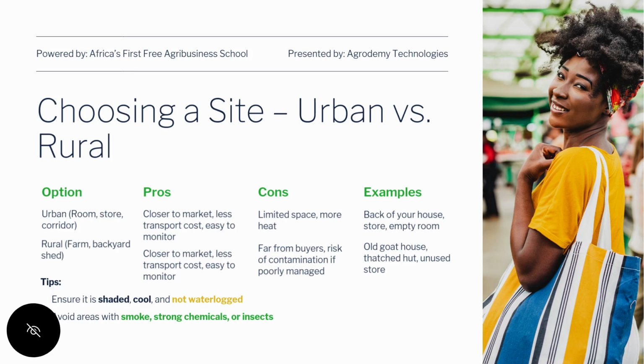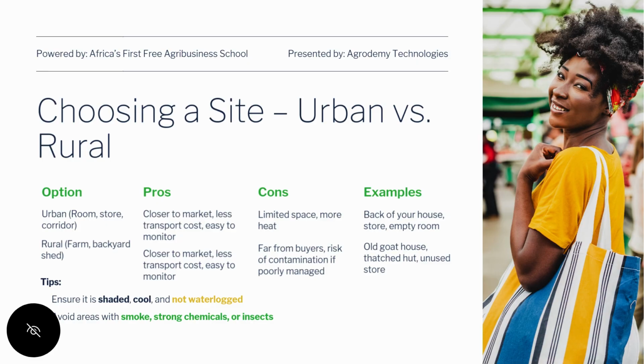The advantage of growing your mushroom in urban areas, like your room, store, corridor, is that you're closer to market, less transportation cost, and it's easier to monitor because you're in the house, obviously. The cons is that you have limited space, right? And there's more heat because heat is being generated from people's movement in the house, heat is generated from the kitchen in the house, when people even breathe in and breathe out. So you want to think about that. But if you're able to manage it, you will be very, very good.